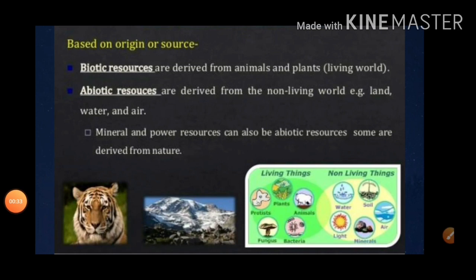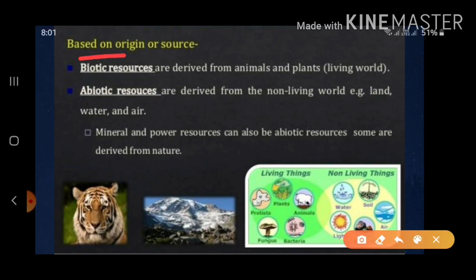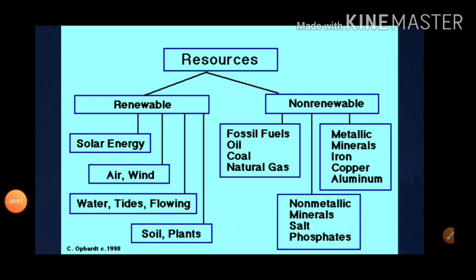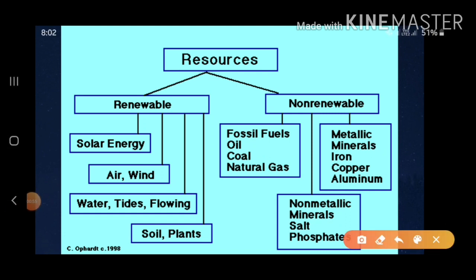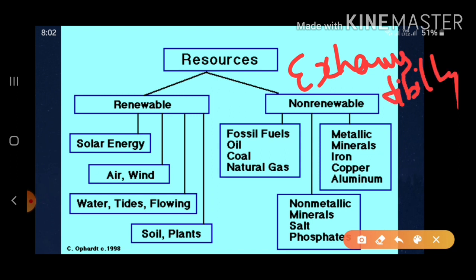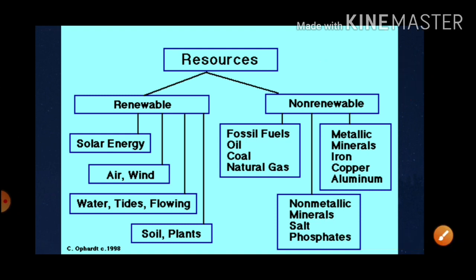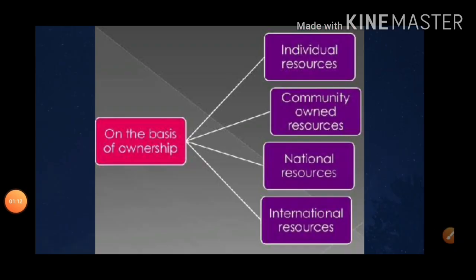And this is the first category that is based on the origin or source. Here it is two types, biotic resource and abiotic resource. Biotic means living beings, abiotic means non-living things. So minerals and power resources also come under abiotic resources. Next we are seeing resources based on exhaustibility. Exhaustible means we are going to use and complete it. So based on that, resources are classified into two types, renewable resources and non-renewable resources. Renewable resources means we can renew them at any time. Non-renewable means it is not like that.